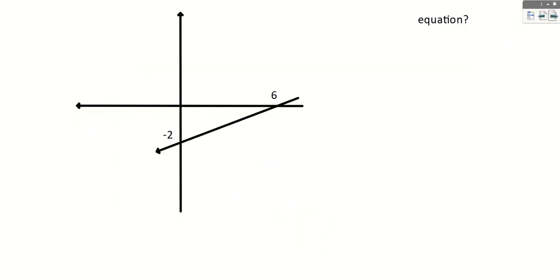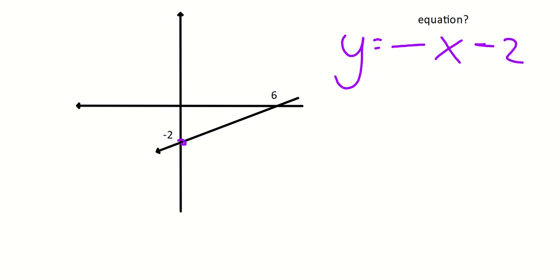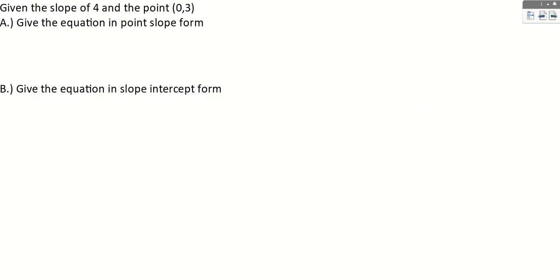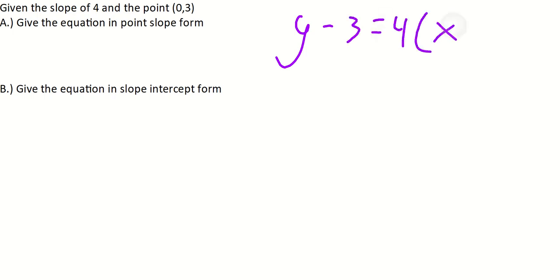So what's the equation? I could say y is equal to slope x, and then my y-intercept of minus 2. From minus 2 up, that is up 2 over 6, and I can reduce that to 1/3 x minus 2. Given the slope and a random point, so here's my slope and my random point, because this is x, this is y, all right? Given the equation in point slope form, boom, done.